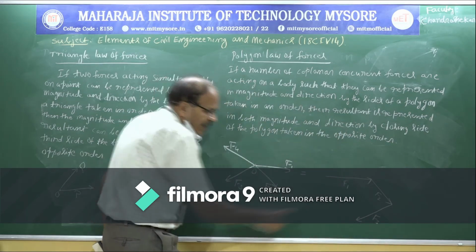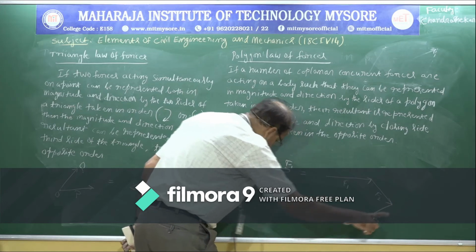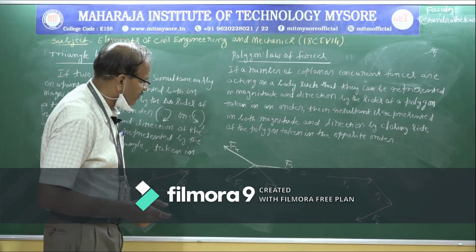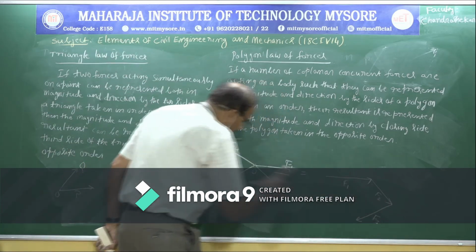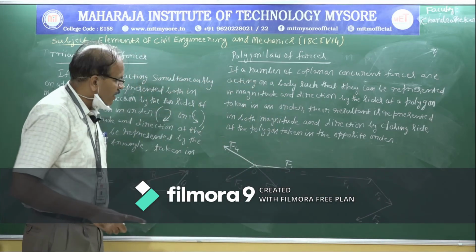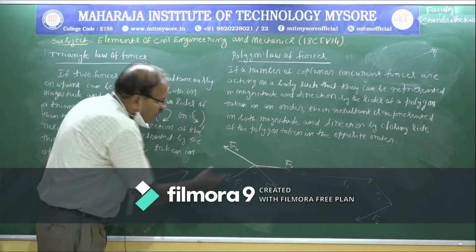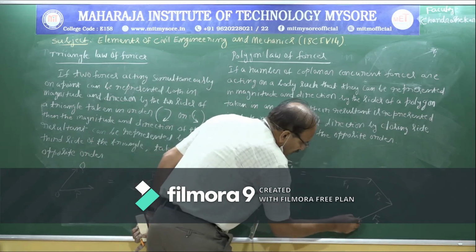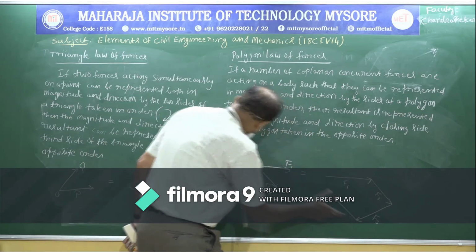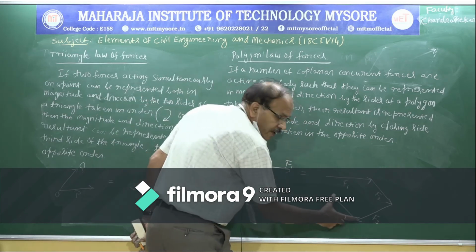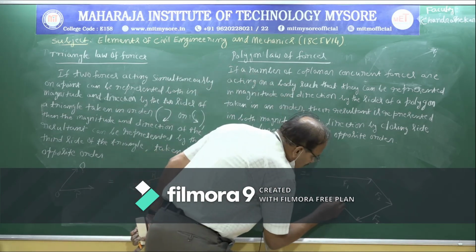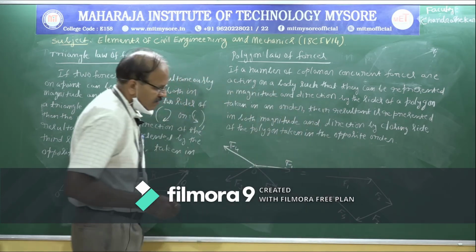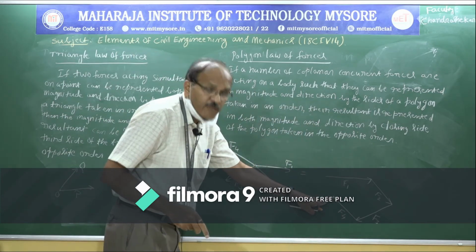F3. So the length of this force should be equal to the force magnitude to this scale, and this should be parallel to this force. Next, coming to this F4, you draw F4 like this. So this should be parallel to this, and the length should be equal to the magnitude of the force F4. This is where the force F4 ends.